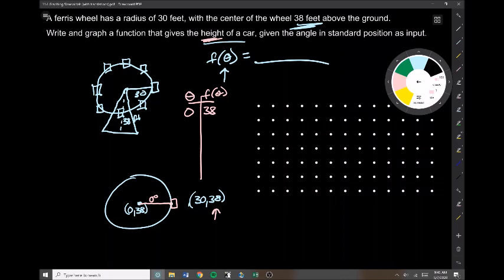Then let's say it rotates 90 degrees. We pick 90 because it's easy. If it rotates 90 degrees, how high is the car?